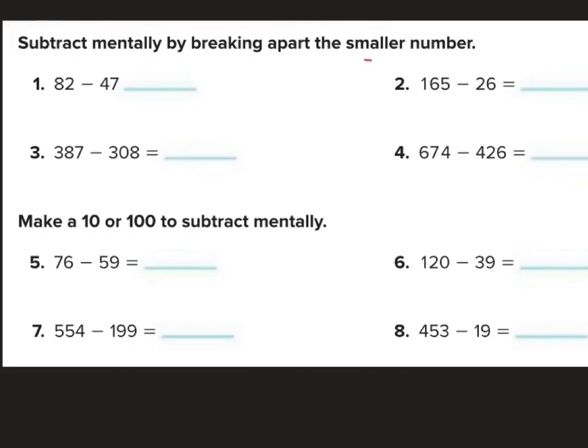Subtract mentally by breaking apart the smaller number. Okay, notice here I have a 2. I want to make this other digit in the ones place also a 2. So I'm going to take 82 minus, I'm going to break it up. Here's what I want you to do on your paper. 42 and 5 makes 47, but then I can do 82 minus 42 and get 40, and then I can take away 5 more to get 35.